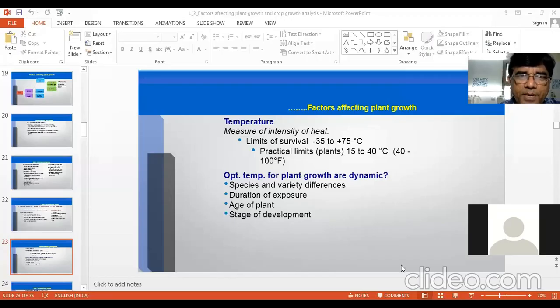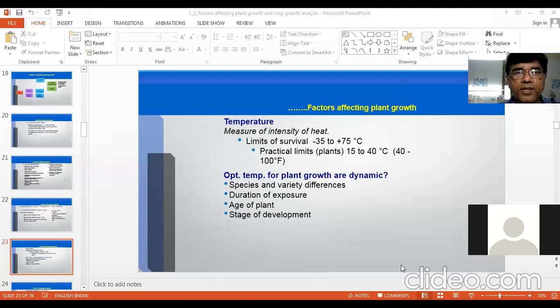So we come to temperature. Temperature is an important factor that affects growth. This is an external factor, an abiotic factor. So how to define temperature? It is a measure of intensity of heat. If suddenly somebody asks me what temperature is, I can answer that it is a measure of intensity of heat. The limit of survival is -35 to +75 degrees centigrade.